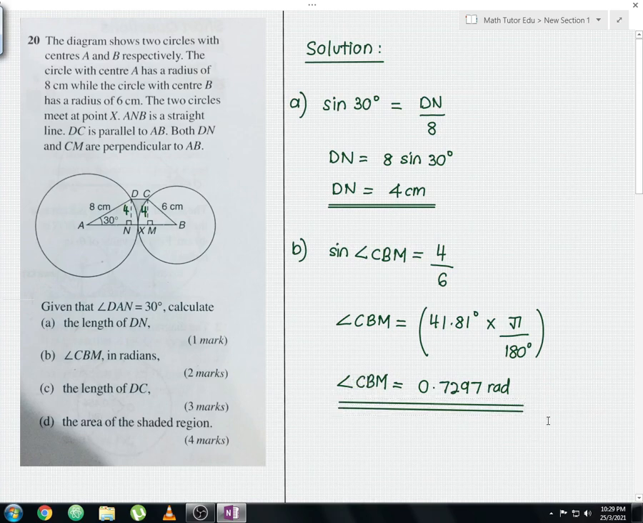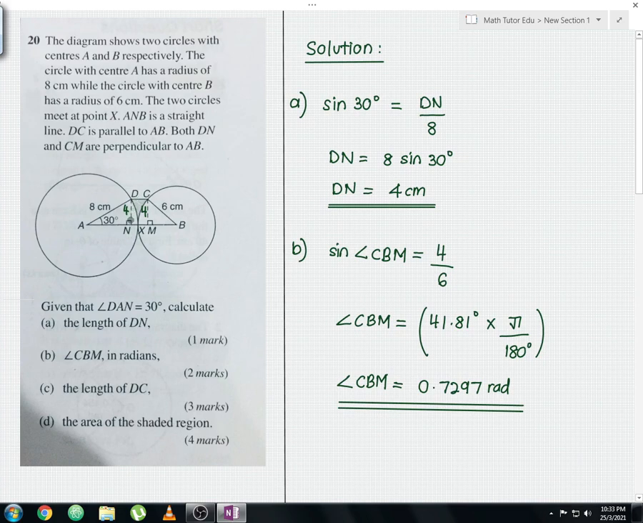Okay, so from here let us proceed to the question part C now. In the diagram, as you can see here, to find the length of DC, it is actually equal to the length of NM, if you notice carefully over here. So the first step is we can find the length of NM and then we can equate it to the length of DC.